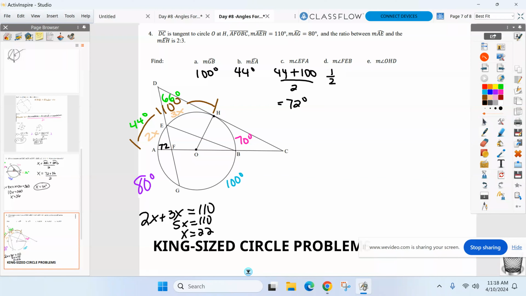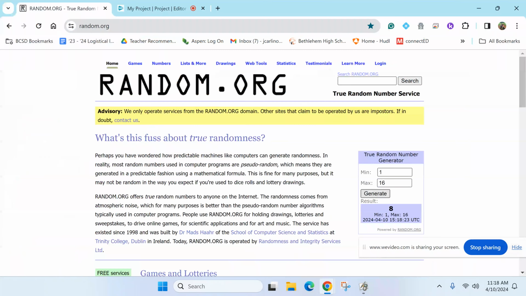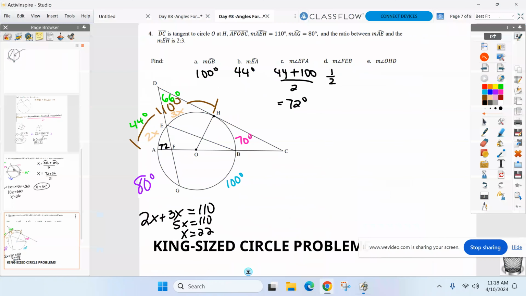What arc is connected to FEB? What's the measure of it? Josh. FEB is connected to an arc that measures 100. So I'm going to take half of 100. 50 degrees. I don't know, I may need it. Watch how crazy these are. We got to know our stuff for these king size problems.